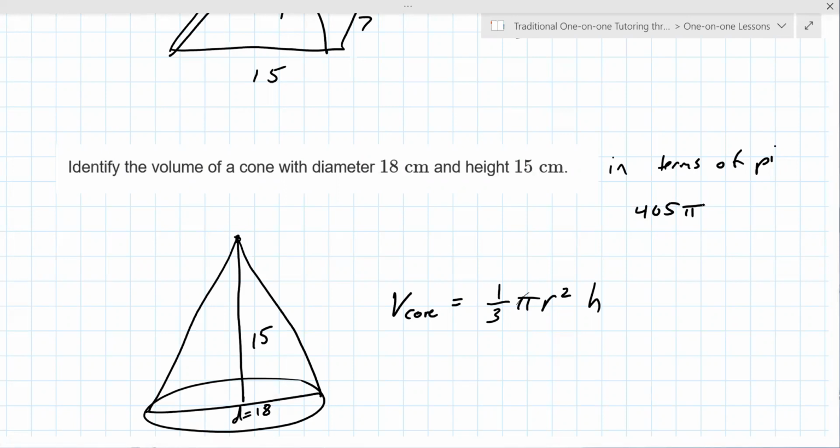Okay. Let me give you the real answer. 1,272.3 centimeters cubed. Good.